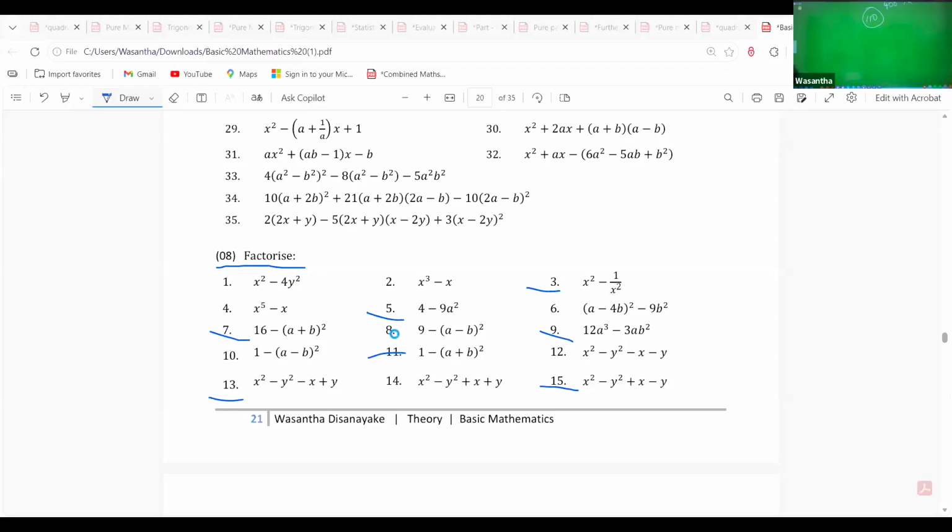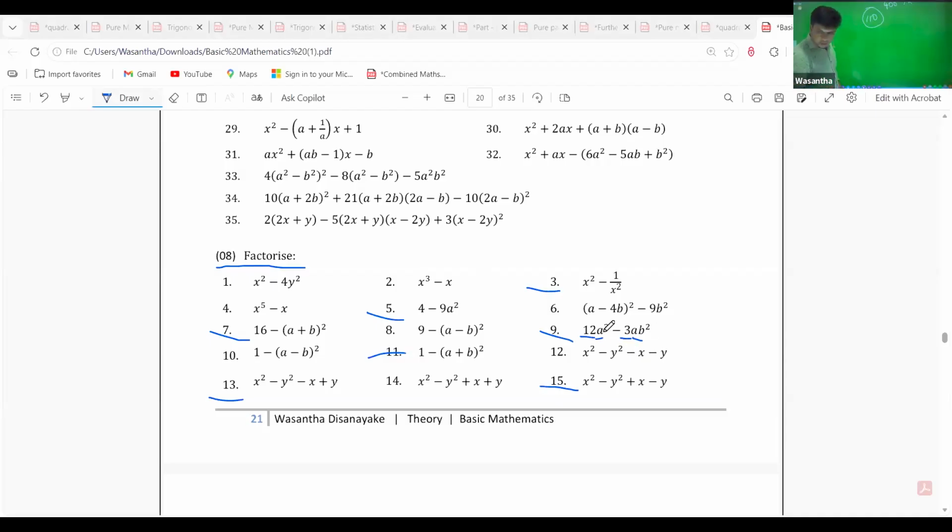Right. Then if I go for this one, we discussed question number 7. Now question number 9. So what is the topic? Factorization. That means, see here, 12 and 3. By these two numbers, the highest common factor is 3, okay? Here, a cube and a. What is the highest common factor? A, right? But b is not a common factor. Is it clear?